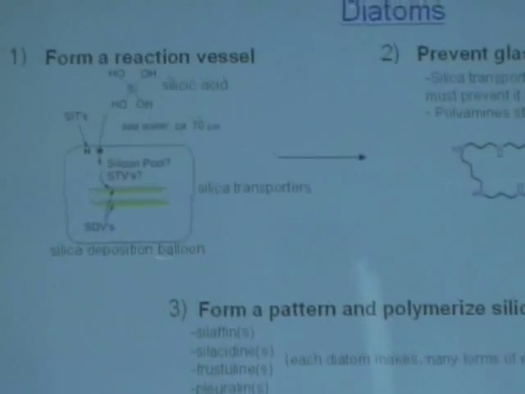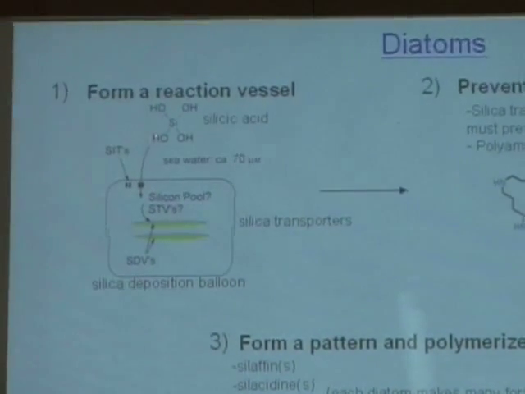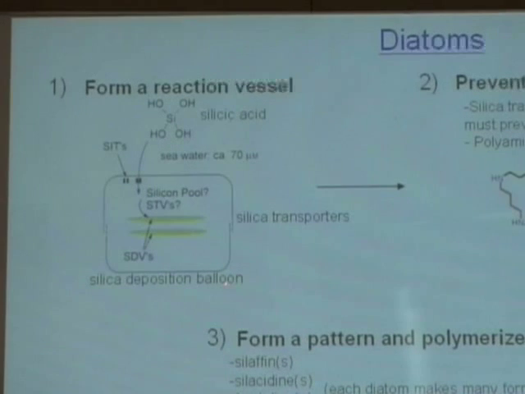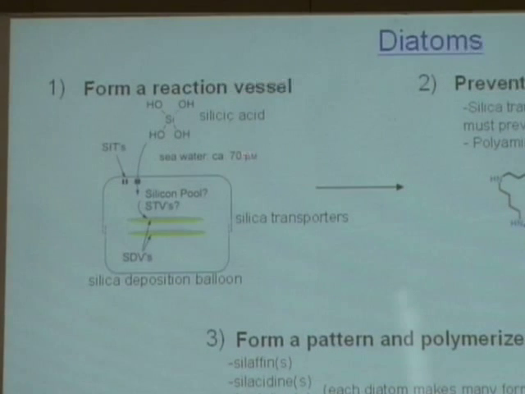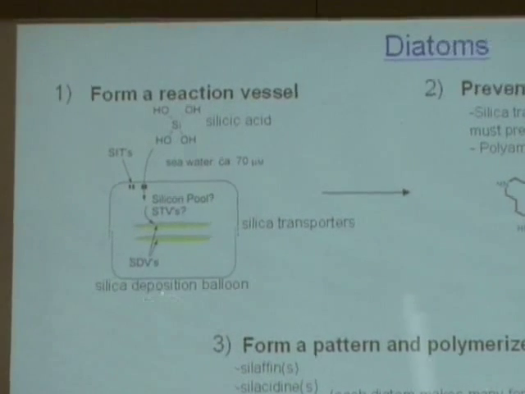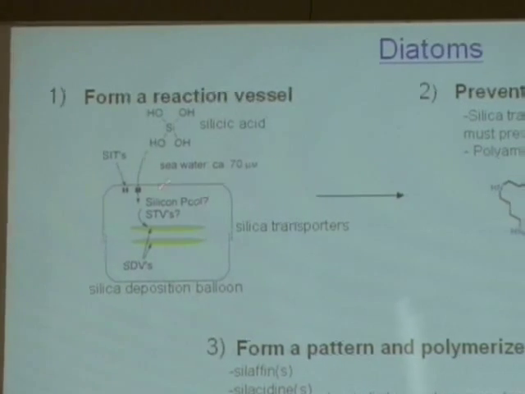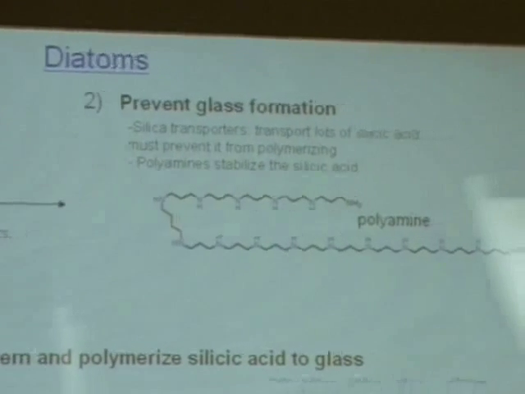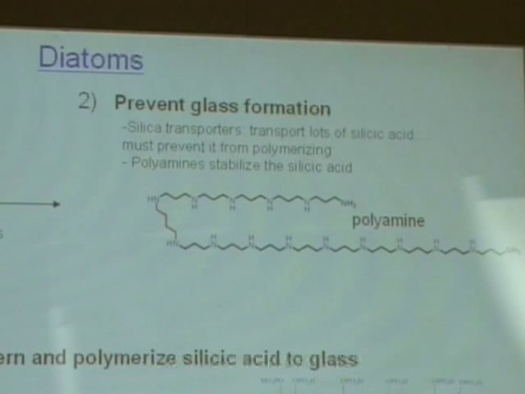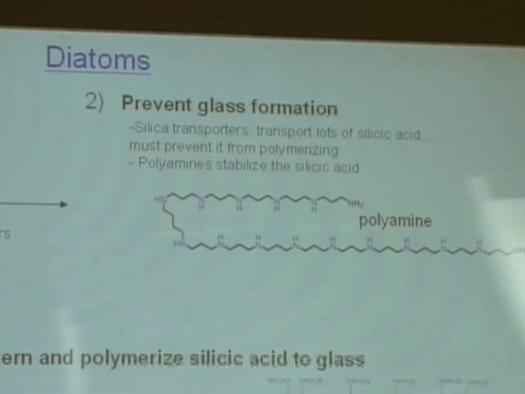I called this the silica deposition balloon here. So it needs to make a reaction vessel. So it makes that out of its own cell membranes. It steals it from its own self. The second thing it has to do in this section is it has to get its starting materials for glass into the diatom. Those starting materials are silicic acid, and there's a lot of that in the ocean, but it doesn't do them any good if it stays in the ocean. It actually has to come into this diatom.